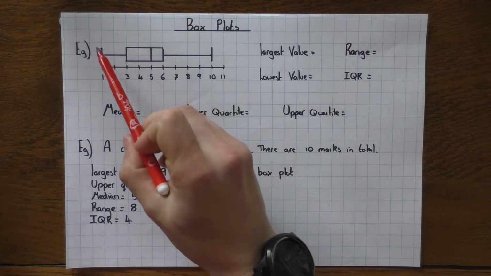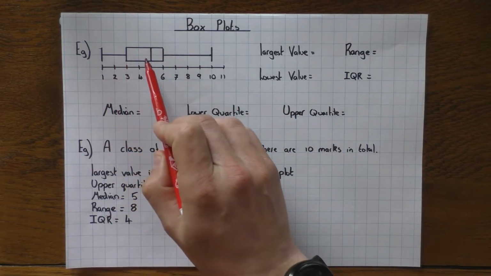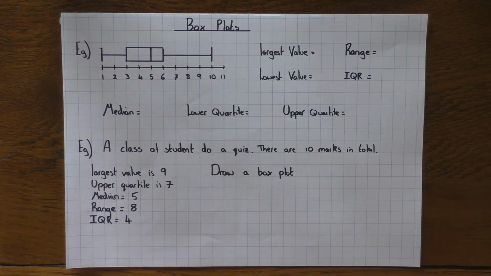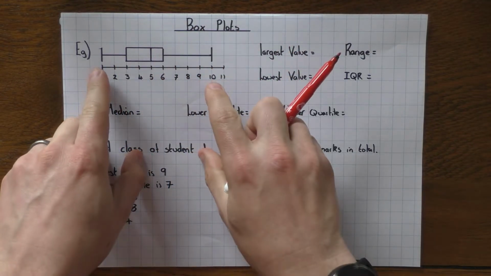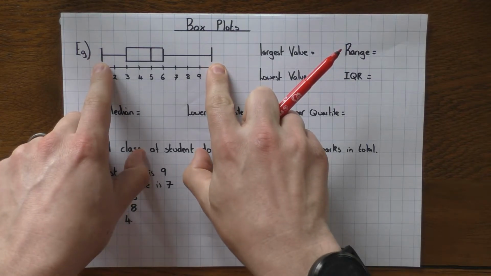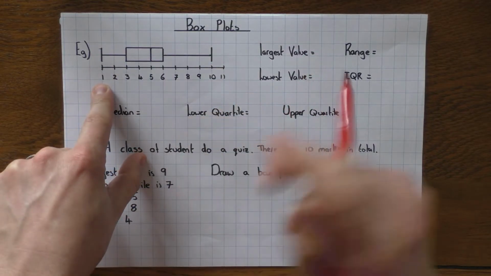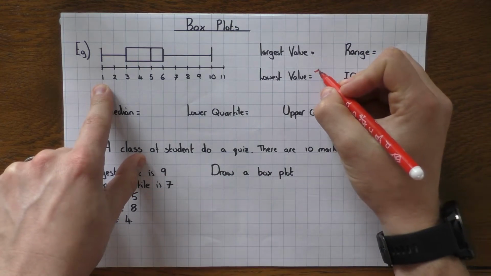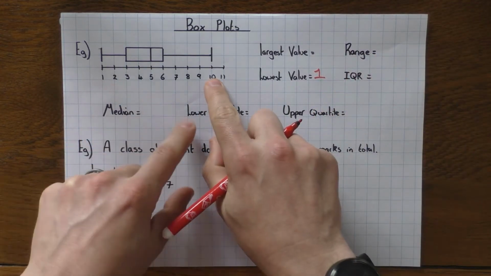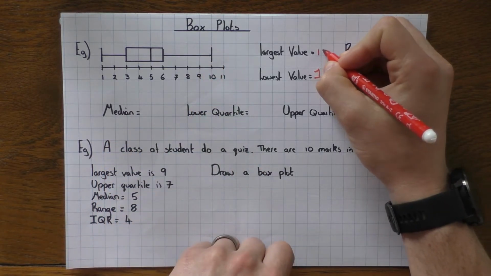This diagram here is a box plot, and each one of these lines represents a particular bit of information. The two end bits, this line here and this line here, are the lowest and the highest value. As you can see here, the lowest value is 1, so I can put that here. The highest value here is 10, so the largest value is 10.